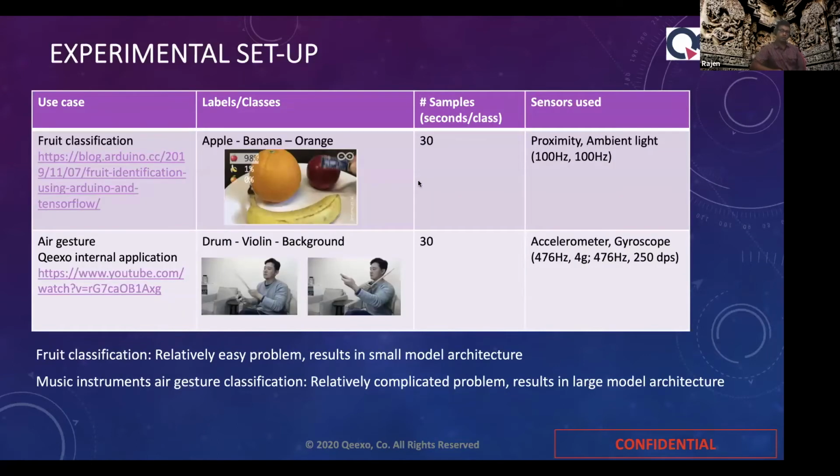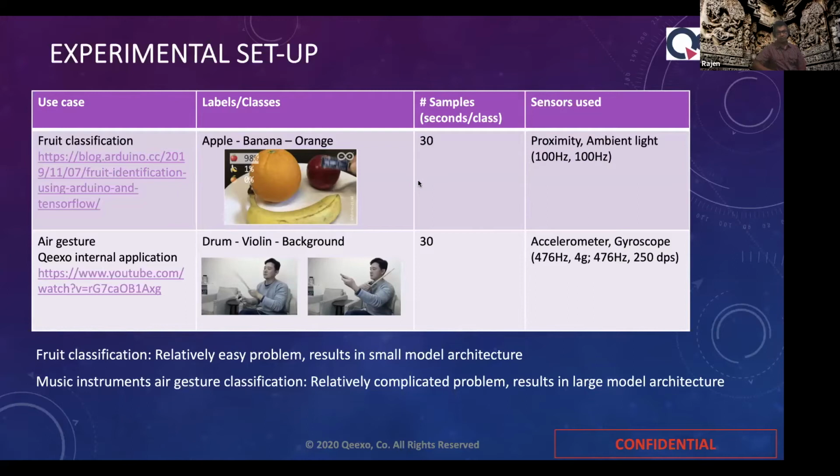What we will do is we will develop 2 example classification libraries. We will take the first example as a fruit classification, where we are going to use the Arduino color sensor, proximity and ambient light sensors. And then we will try to recognize whether the fruit is apple, banana, or orange. So it's a 3-class traditional classification problem.